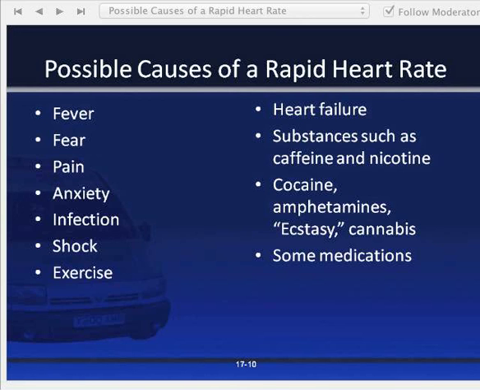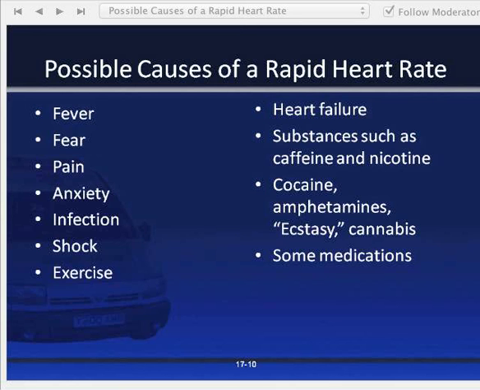Possible causes of rapid heart rates include fever, fear, pain, anxiety, infection, shock, heart failure, substances such as caffeine or nicotine, cocaine, amphetamines, ecstasy, cannabis, or other uppers, and some medications, as well as exercise.